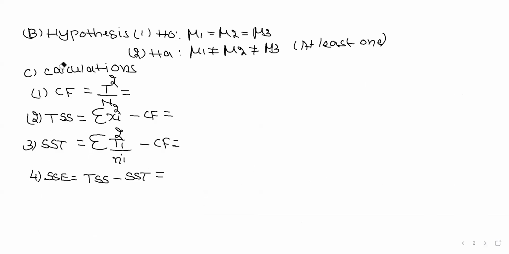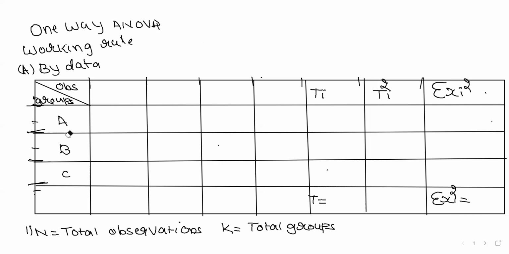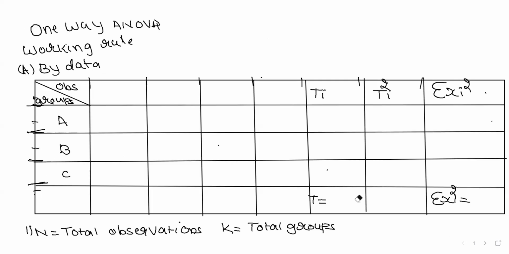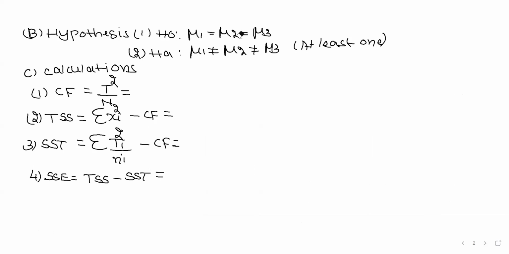Next, after this, the B part, state the hypothesis. Hypothesis H0, suppose 3 groups are here. Look here, 3 groups are here, 1, 2, 3, and 3 means are coming: mu1 equal to mu2 equal to mu3. Suppose 4 groups are here, A, B, C, D, 4 groups. Then here you have to take mu1 equal to mu2 equal to mu3 equal to mu4.